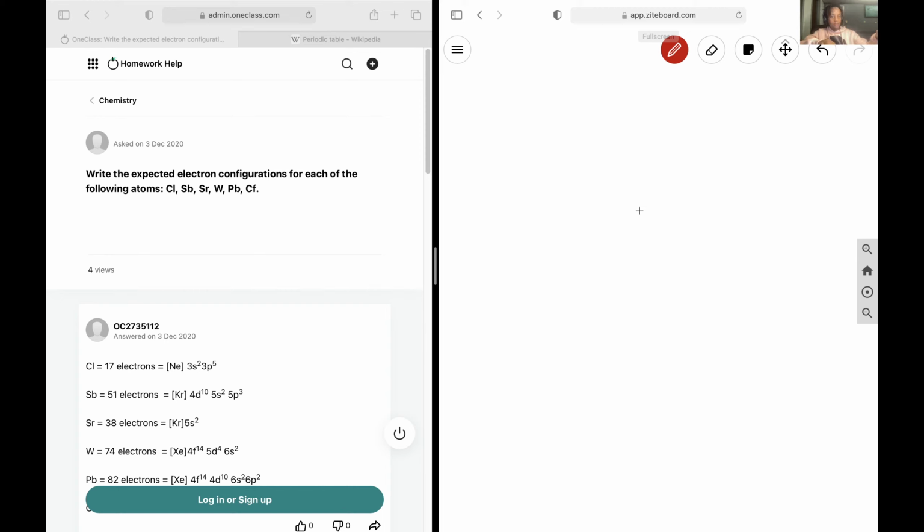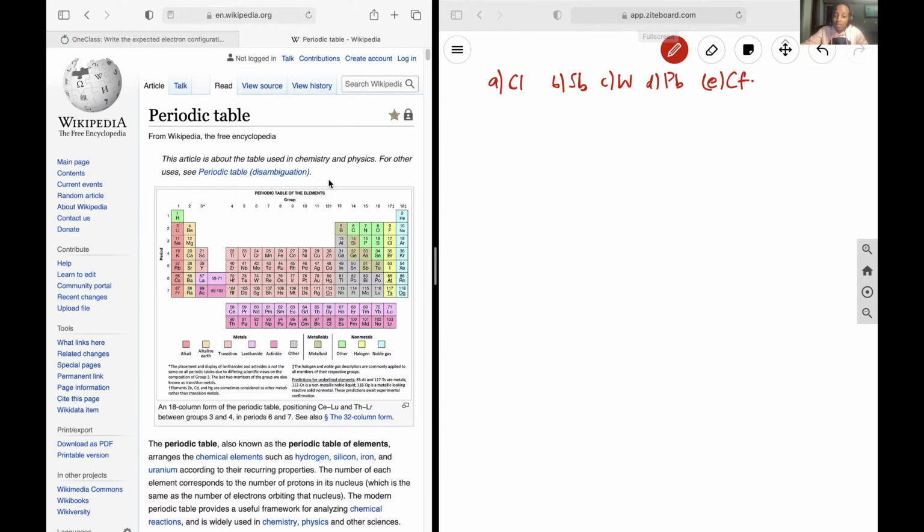Okay, next up, we want to find the electron configurations for each of the following. I'm just going to write them out over here. Okay, and then you can use the periodic table or Madelung's rule. Periodic table is the easiest one to use. If you want the shorthand, I'm going to start with the shorthand.